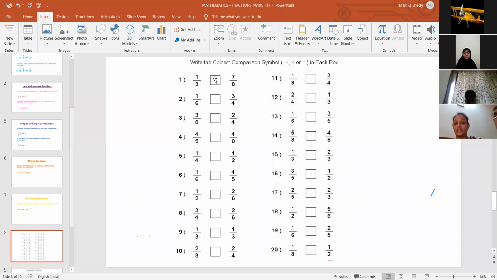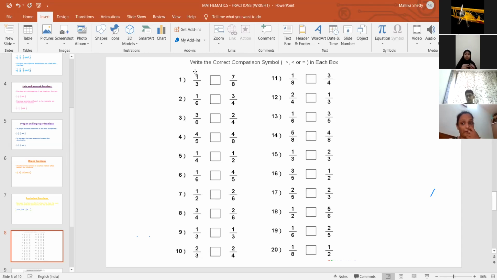First on my screen, I'll ask Umar to do that for me, okay? One by one, everybody is going to get a chance. So please wait for your turn. Now, Umar, the first fraction is 1 by 3, and on the other side, you have 7 by 8. Now you have to tell me whether 1 by 3 is greater than 7 by 8. Umar, I can't hear you. Ma'am, 7 by 8 is greater. So 7 by 8 is a greater fraction.